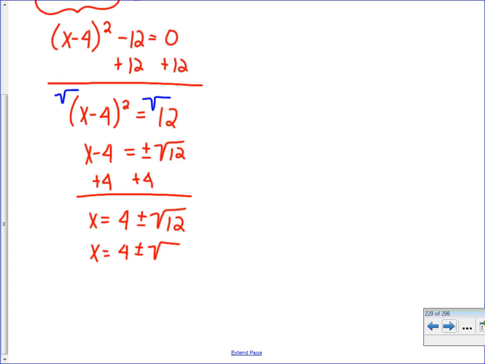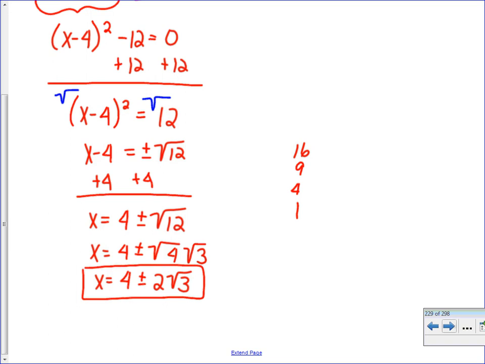So the square root of 12: 1, 4, 9, 16. Okay? It's going to be radical 4 times radical 3. So I get x to equal 4 plus or minus 2 radical 3. And again, there are two answers here, but leave it in simplest radical form.